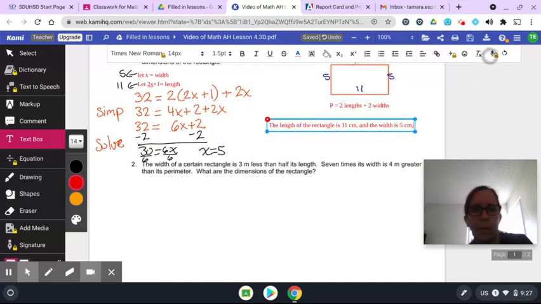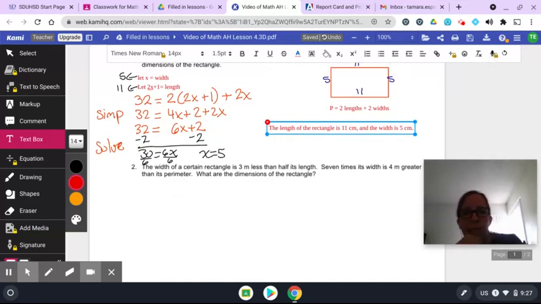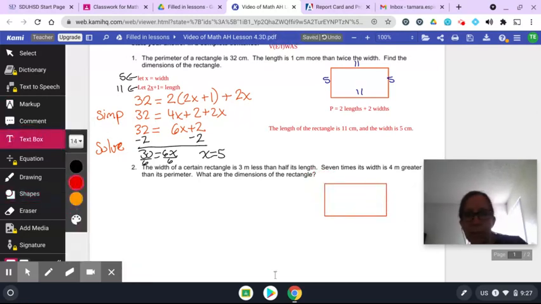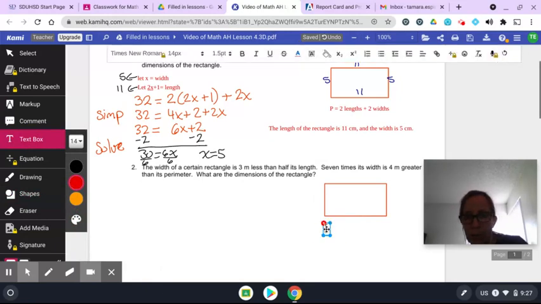The width of a certain rectangle is 3 less than half its length. 7 times its width is 4 greater than its perimeter. What are the dimensions of the rectangle? That's a lot of information. Slow it down. Okay, so I know it's a perimeter problem. So again, I think about my rectangle. Bam, let's put down a rectangle. I keep in mind that my perimeter is equal to 2 lengths plus 2 widths. I'm just putting L and W for length and width.